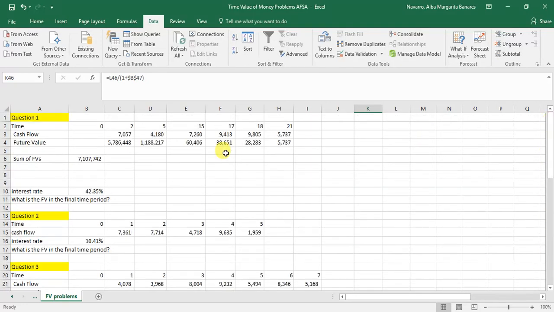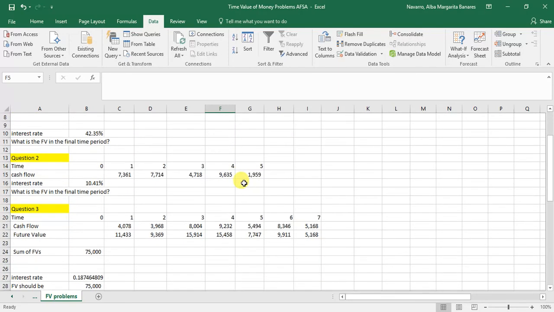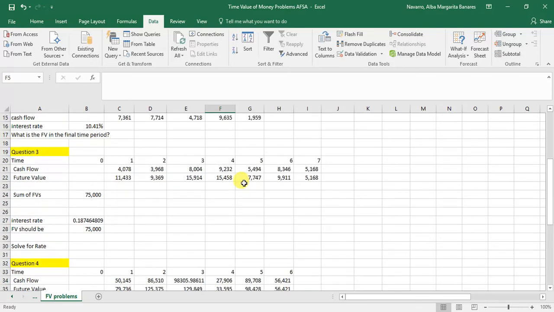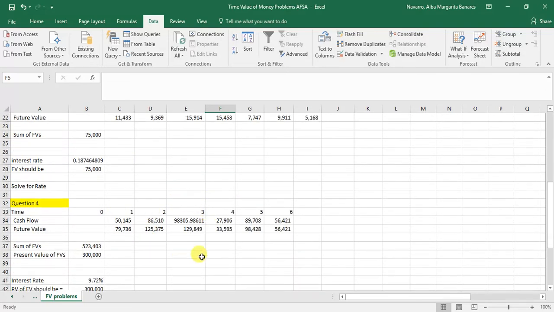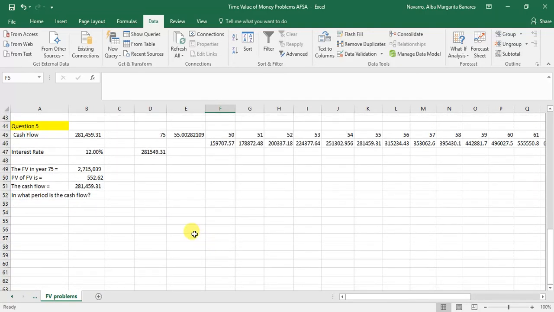So that concludes all these questions. To review, we've looked at solving for the future value in the final time period by adding them all up. We looked at solving for an interest rate that we didn't know. Looked at solving for a missing cash flow. We've looked at solving for a time period.